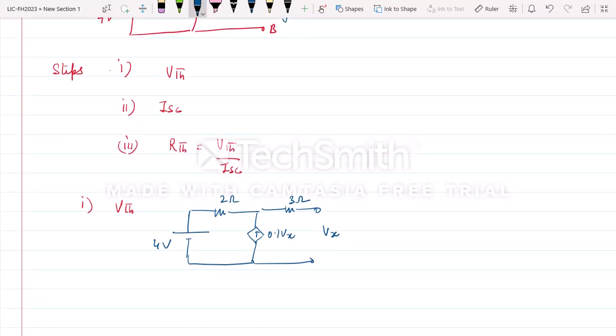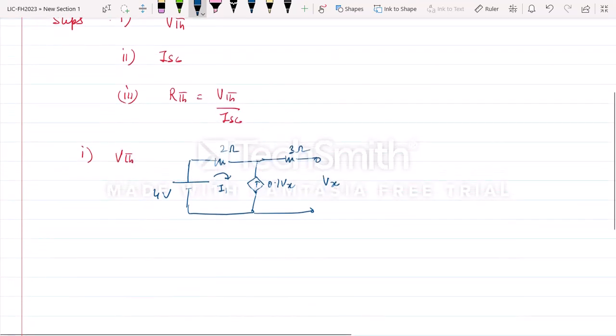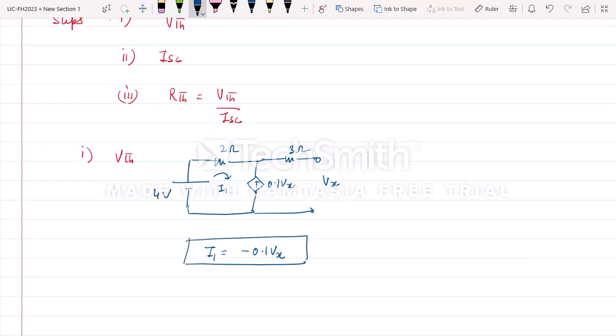Now this current is 0, but this current we are calling I1. Let us find Vx. When I apply KCL, I1 is nothing but 0.1 Vx in the opposite direction. So I1 is minus 0.1 Vx, minus because I1 is going down and 0.1 Vx is going up.